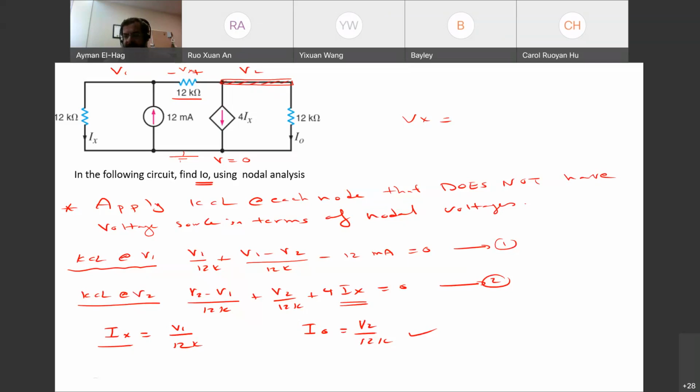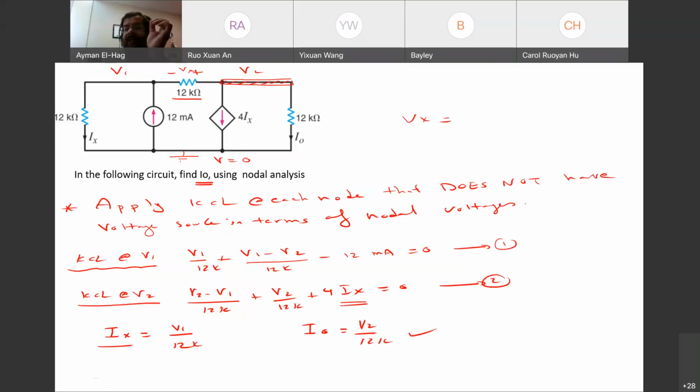What about the current sources? What about them, Alexa? They don't interfere. They have no influence, because at the end of the day, the voltage across the 12 kilo ohm is the voltage difference between the two nodes. We already found the nodes, which are V2 and V1. So it becomes V2 minus V1.